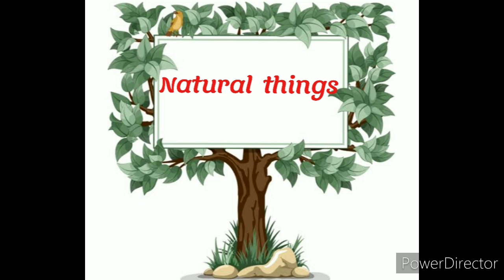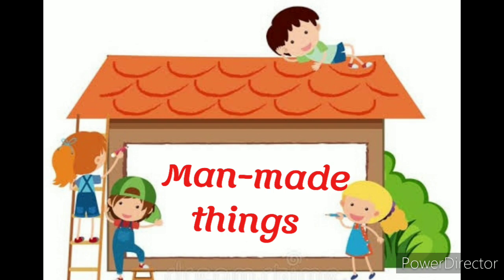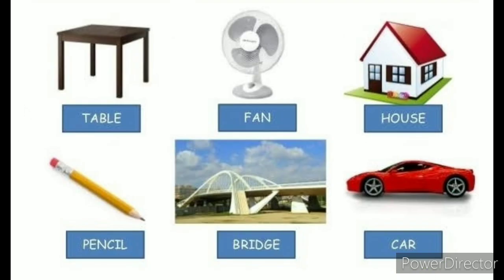Natural things are all those things that we get from our nature. So, as you can see in the picture, the sun, island, mountain, rainbow, clouds, desert, all these are natural things. Now, let us see what are man made things. All the things that are made by man are called as man made things. So, as you can see in the picture, a table, fan, house, pencil, bridge, car, all these are made by man.